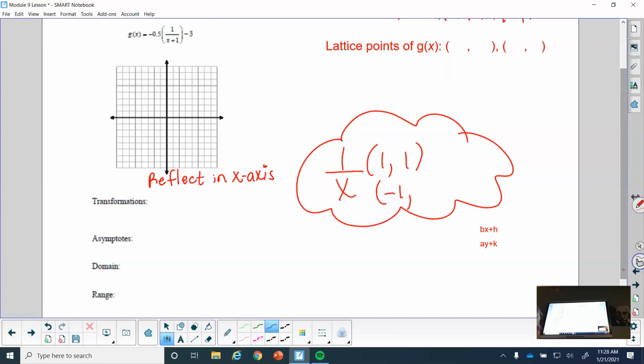Okay, and he said -0.5. What does the 0.5 mean? What can x not equal? -1. So we got one asymptote right there. X equals -1, one hater.